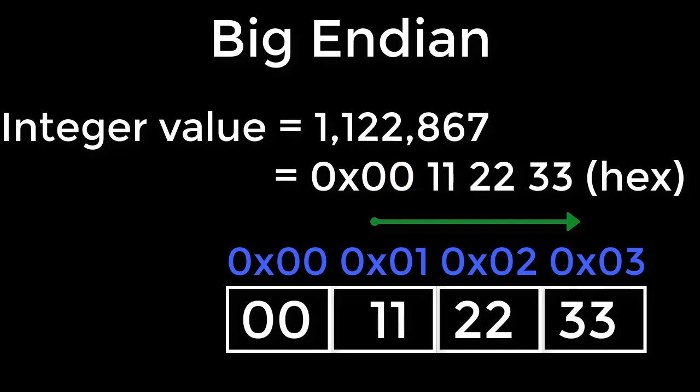So in big endian machines, the number 00112233 in hex would be laid out that way, the same in memory. The lowest byte, at address 0 for example, would be 00. The second byte would be 11. The third byte would be 22. And the fourth byte would be 33. So again, that format is called big endian.